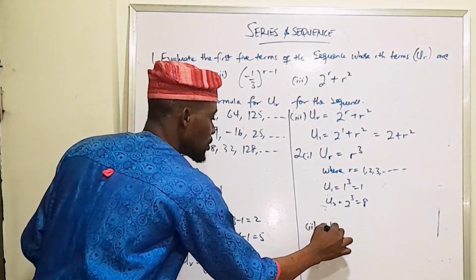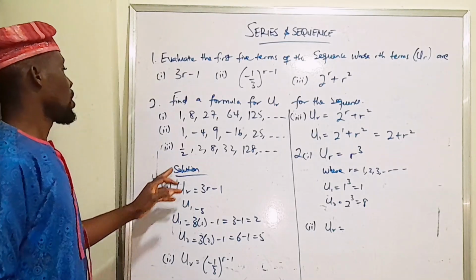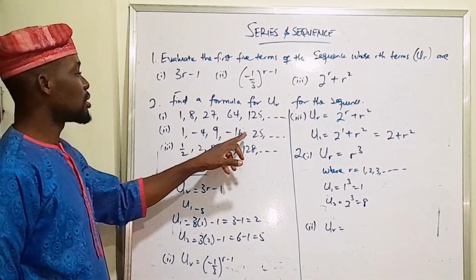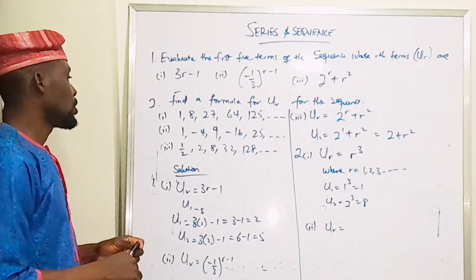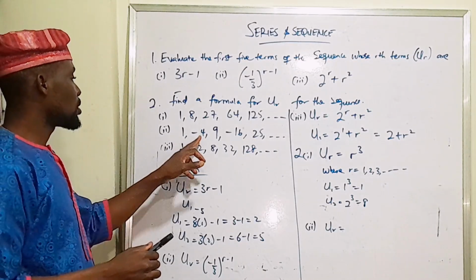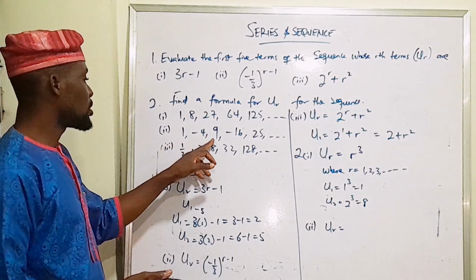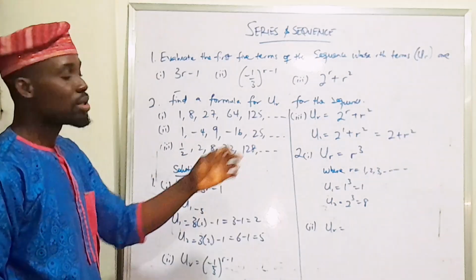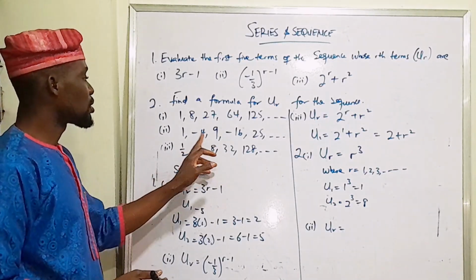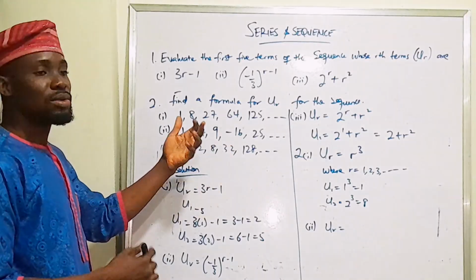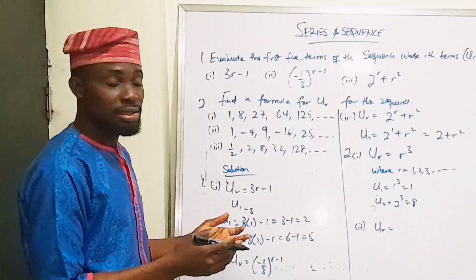Now for number 2ii, what will the formula be? U_R's formula. Looking at it, you notice that I have what? 1 minus 4, 9 minus 16, 25, and so on. Now this is like square, square, square, square, square, correct? So this is like 1 square, 2 square, 3 square, 4 square, 5 square, and so on. But because of this minus, what happens? It makes the equation look as if it's imbalanced or something.